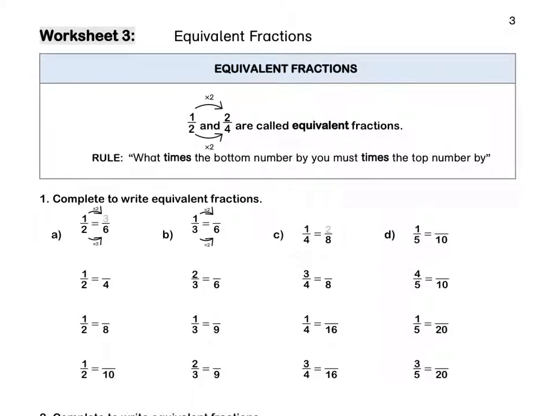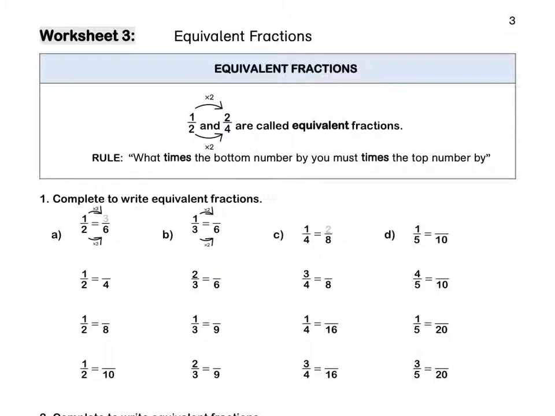Worksheet 3, equivalent fractions. 1/2 and 2/4 are called equivalent fractions. What you times the bottom number by, you must times the top number by. In this case, we have times the bottom and the top by 2. Question 1. Complete to write equivalent fractions.